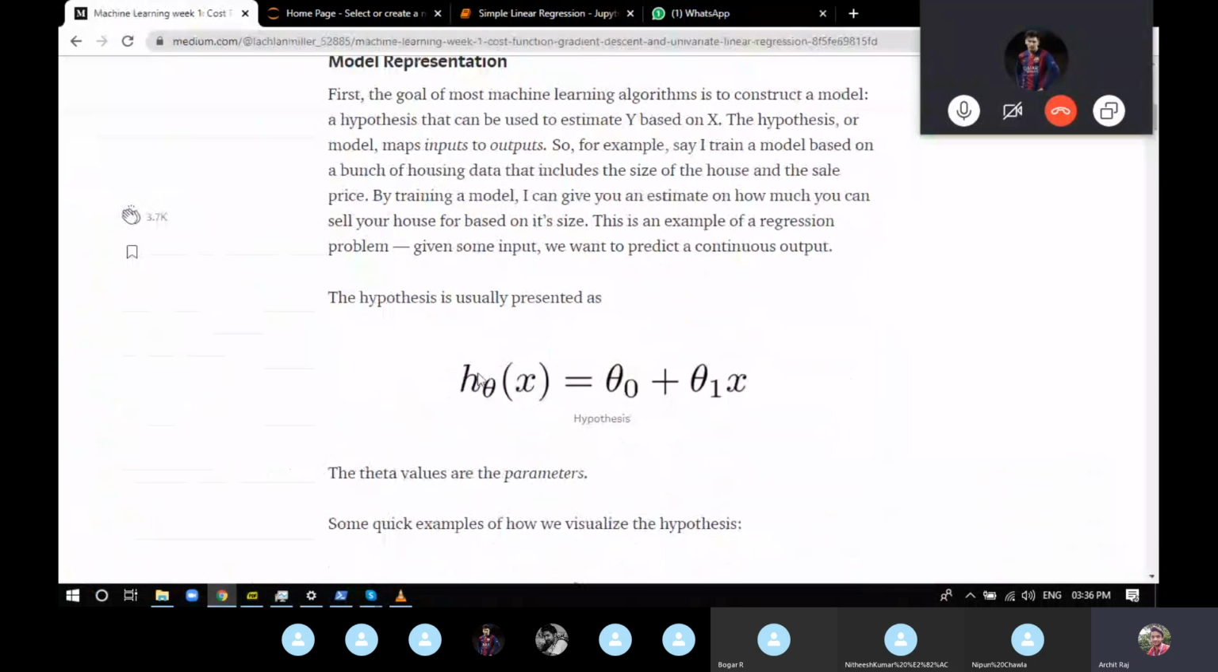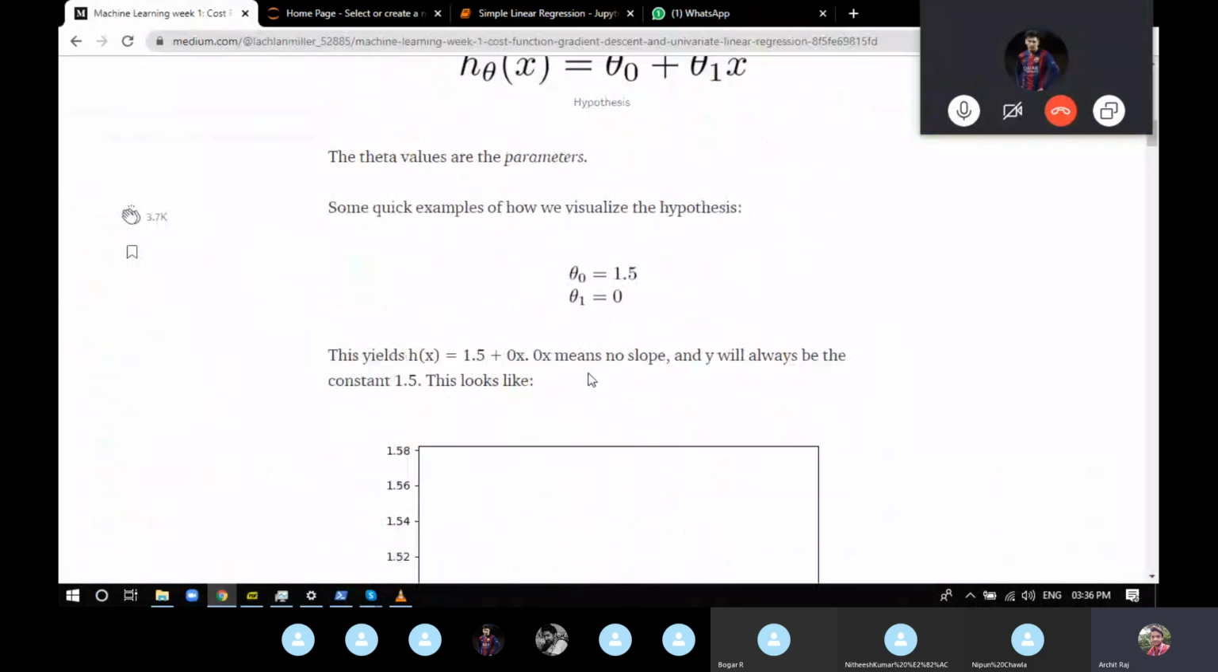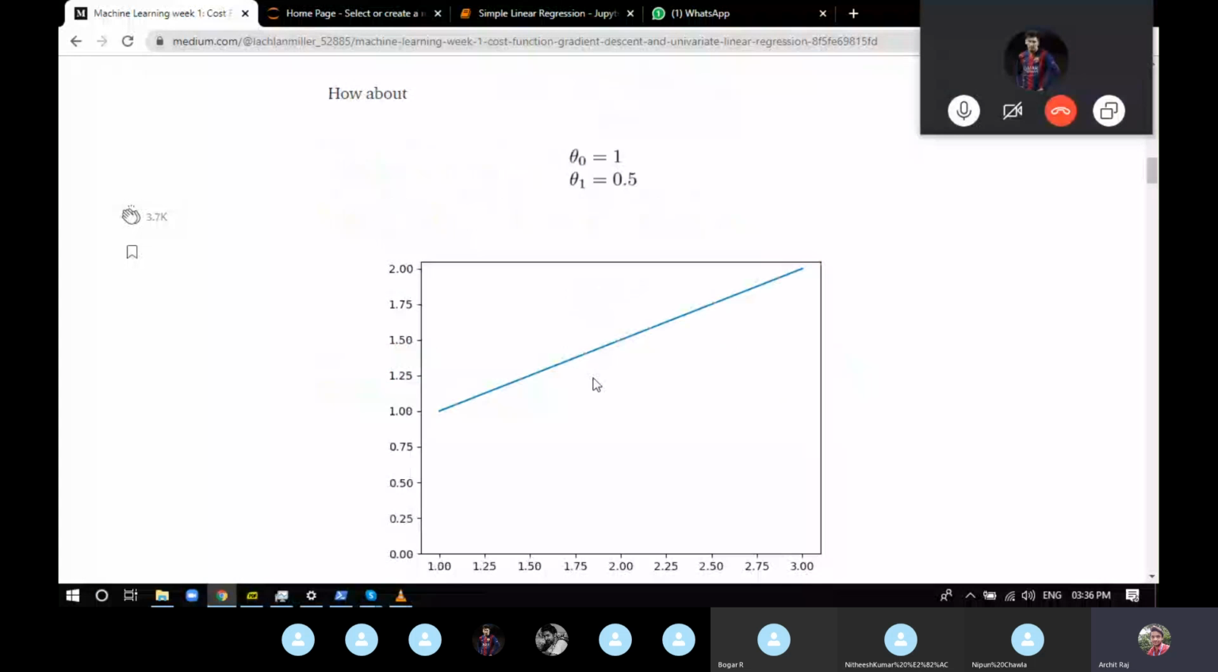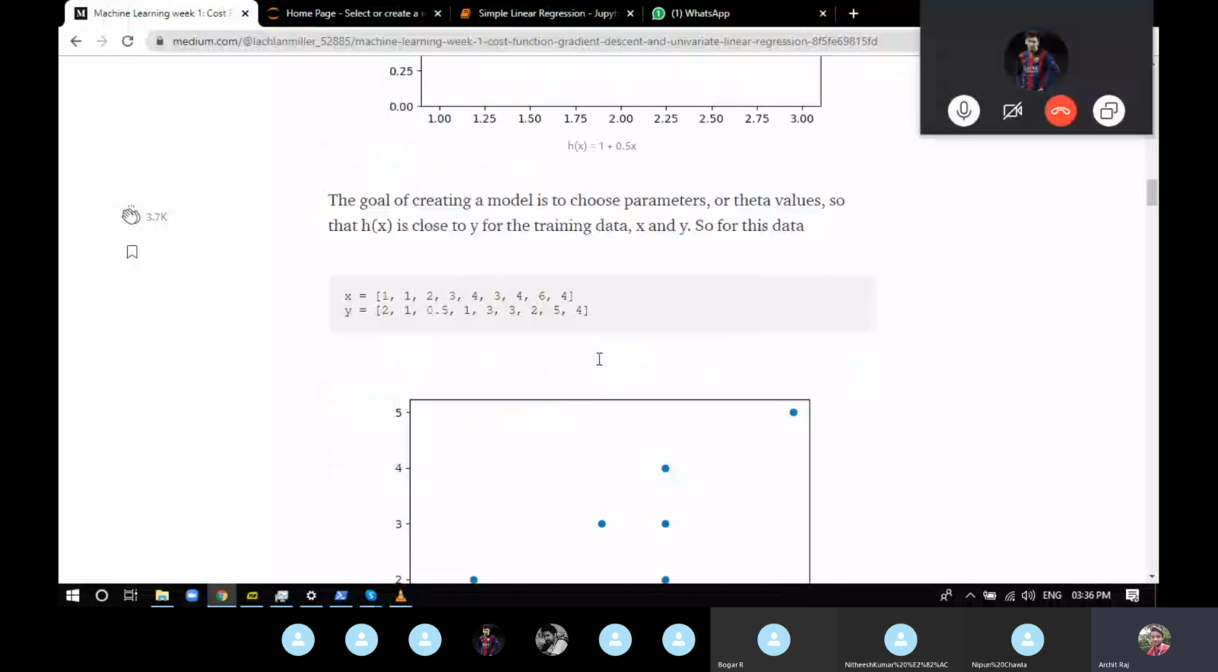h naught of x, the representation is different, but it's completely similar. h naught of x is theta naught plus theta 1 x. It's exactly similar to y hat is equal to y naught plus y1 x. So what exactly do we do? As I told you about the cost function, what exactly is a cost function?